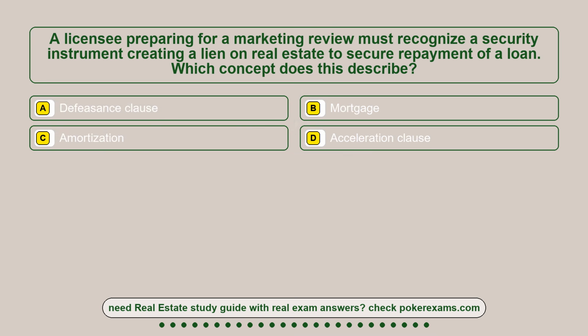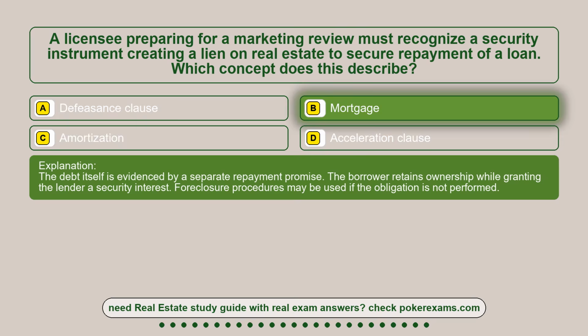Question 21. A licensee preparing for a marketing review must recognize a security instrument creating a lien on real estate to secure repayment of a loan. Which concept does this describe? Option A, the defeasance clause. Option B, mortgage. Option C, amortization. Option D, acceleration clause. The correct answer is option B, mortgage.